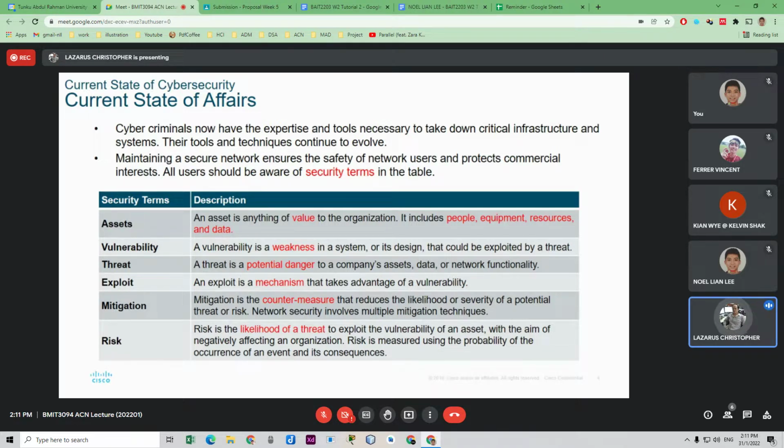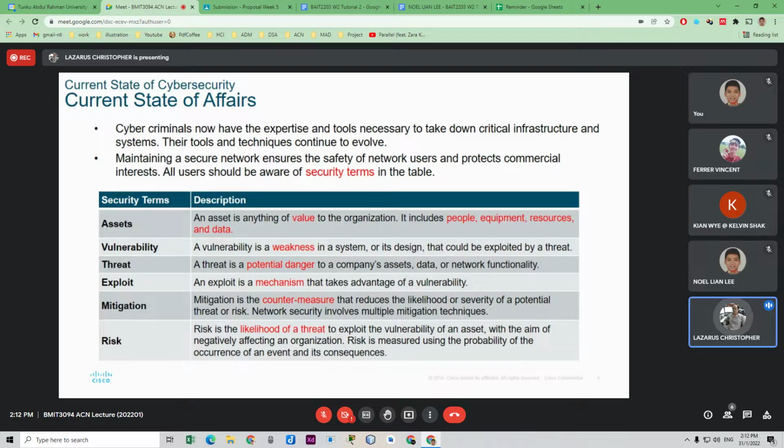Exploit. When we see this term, an exploit is the mechanism, algorithm, or technique used by cyber criminals to take advantage of your vulnerability. Vulnerability is a weakness, so to use this weakness, there is a technique, and that technique is called an exploit. So to block this exploit, you need to get rid of the vulnerability or reduce it.